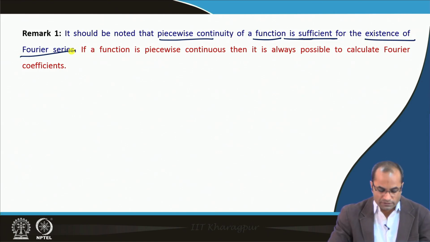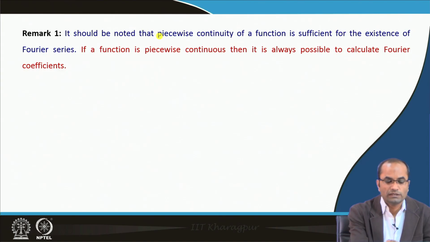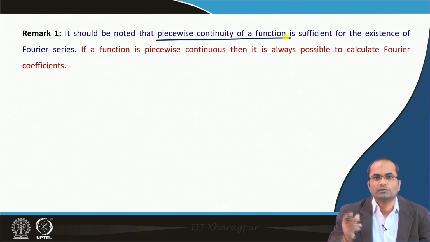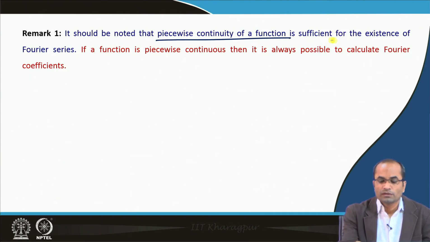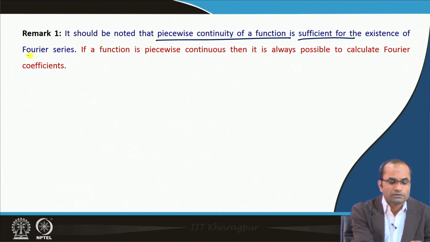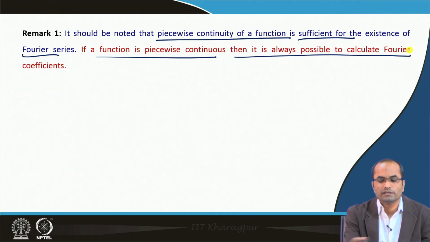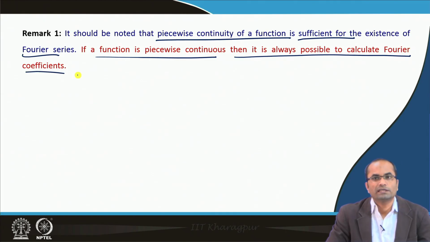So, for the existence of the Fourier series, what do we need? We need piecewise continuity of the function, because if the function is piecewise continuous, we can get a_n and b_n, because the function will be integrable. Piecewise continuous functions are integrable in that closed interval. So, that is sufficient for the existence of the Fourier series. So, if a function is piecewise continuous, then it is always possible to calculate Fourier coefficients. That is very clear.